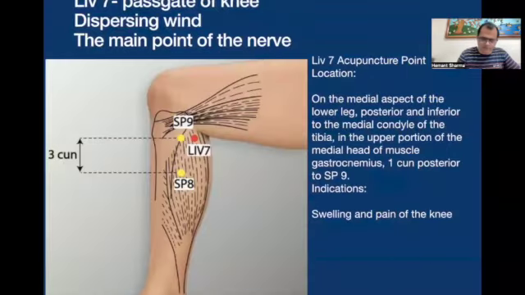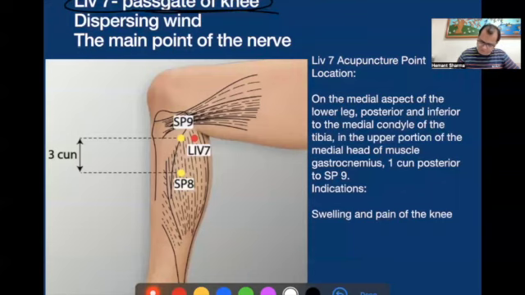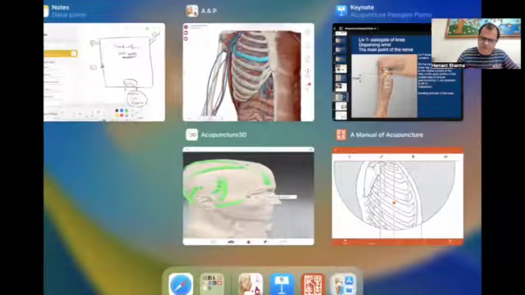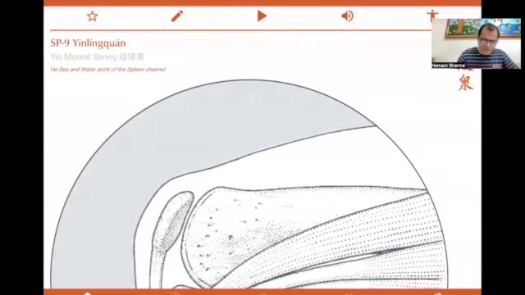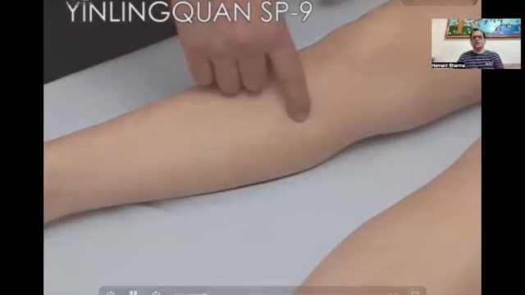So liver 7 is the pass gate point of the knee. हमारे घुटने का ये पास गेट पॉइंट है लिवर 7। कहां होता है, पहले ये समझना होगा कहां होता है। If you know the location of spleen 9, अगर आपको स्प्लीन 9 की लोकेशन पता है तो उसका ठीक पीछे होता है। So first we should know the location of spleen 9.